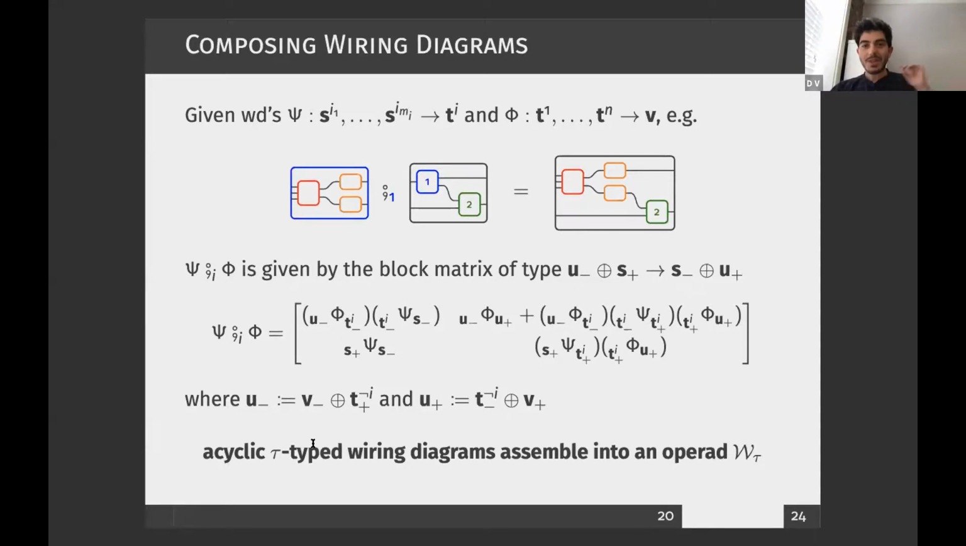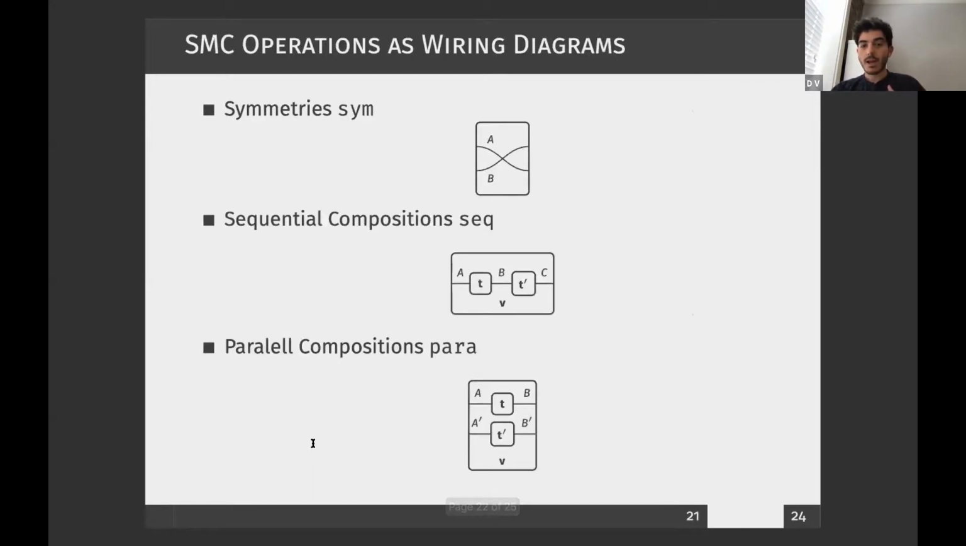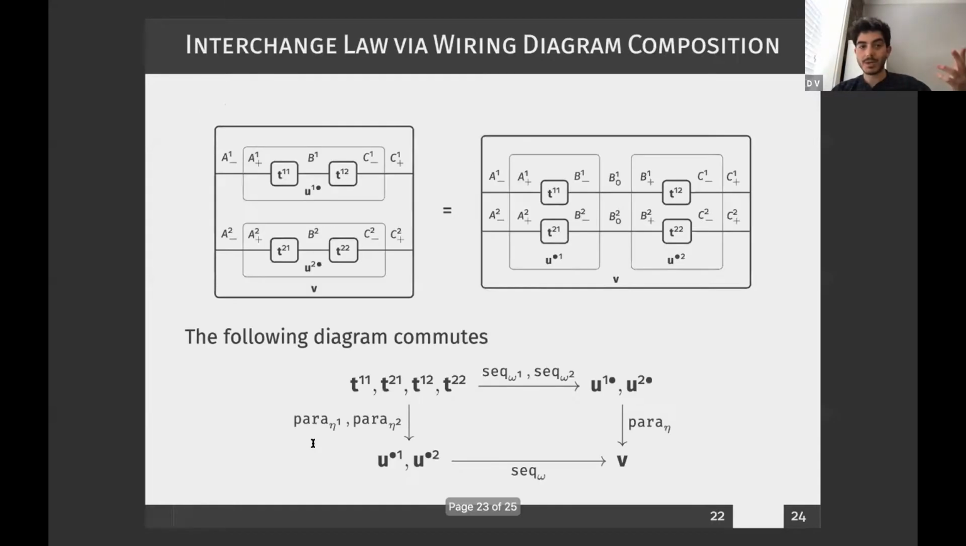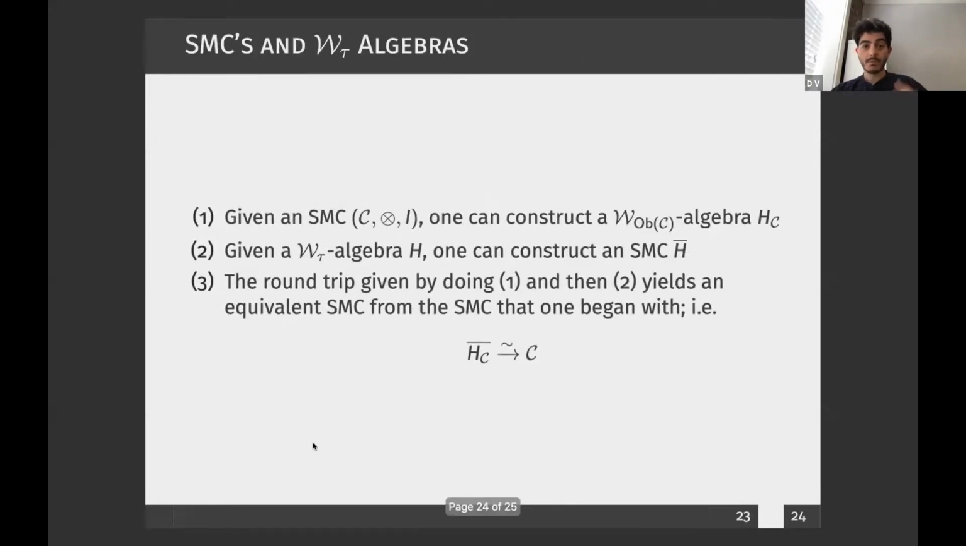So in short, these wiring diagrams assemble into an operad via this notion of composition that we call W tau. With these wiring diagrams, we can define the standard symmetric monoidal category structure maps, the symmetries, sequential composition, parallel composition. You can show that the interchange law works as you want, along with any other law.